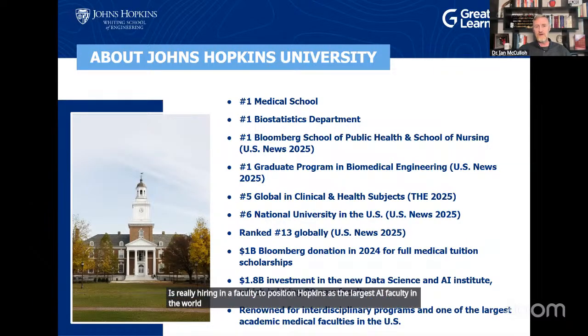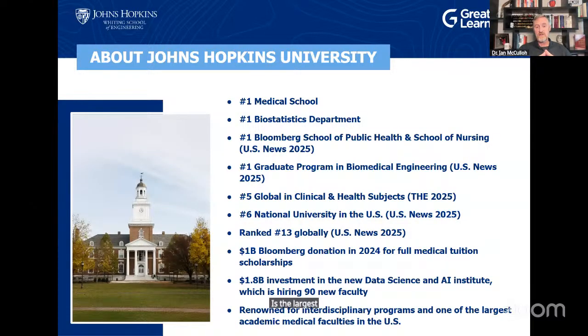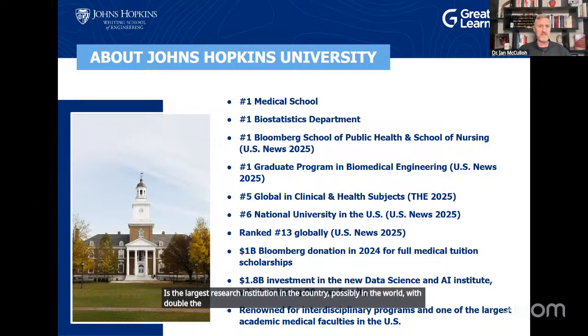And at least I know the statistic from before the inauguration here in January. But as of, let's just say, the beginning of the year, Johns Hopkins is the largest research institution in the country, possibly in the world, with double the research volume of its next competitor. So we do quite a lot of research. And so I think that interdisciplinary programs and this interaction between top healthcare, top program in AI, focus on research really brings some unique experiences.